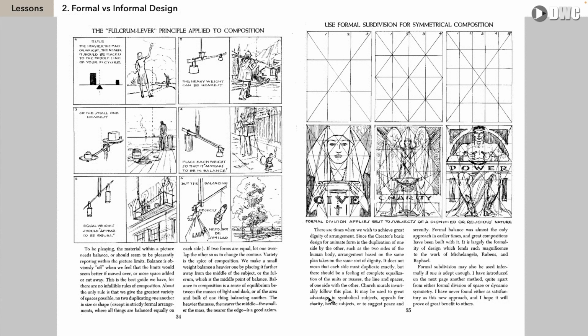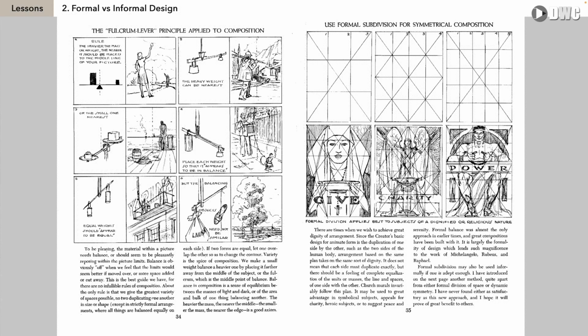Church murals invariably follow this plan. It may be used to great advantage in symbolical subjects, appeals for charity, heroic subjects, or to suggest peace and serenity. Formal balance was almost the only approach in earlier times. What he's saying is that before the Renaissance innovations, that's all composers knew, formal mathematical compositions. Formal subdivisions may also be used informally if one is adept enough. I have introduced on the next page another method.